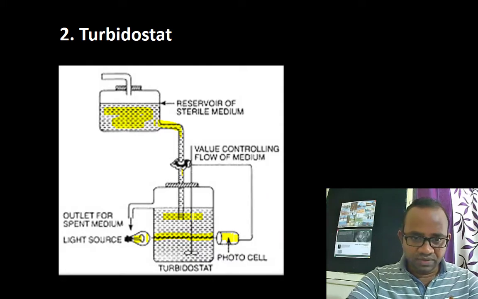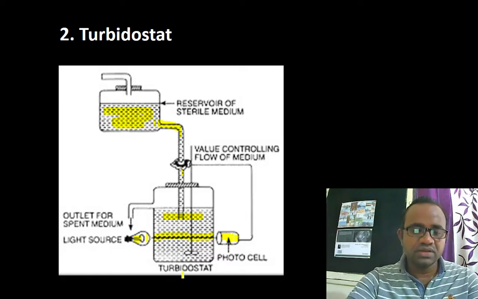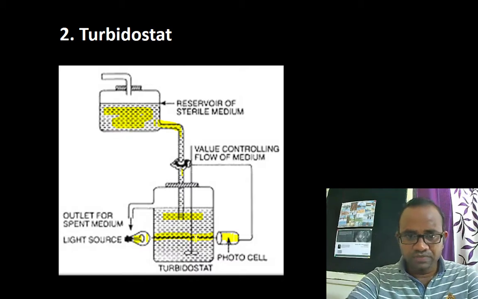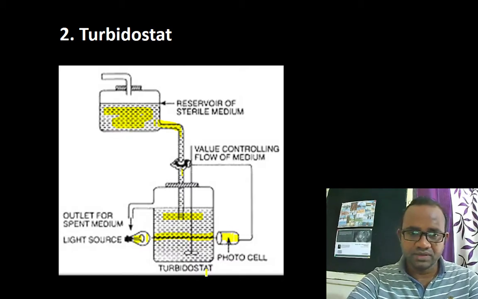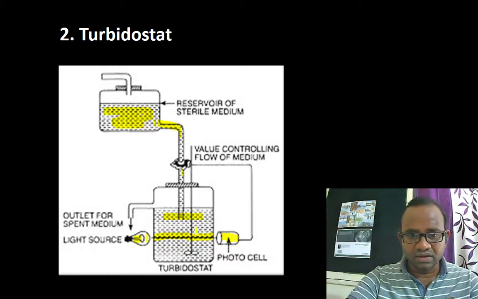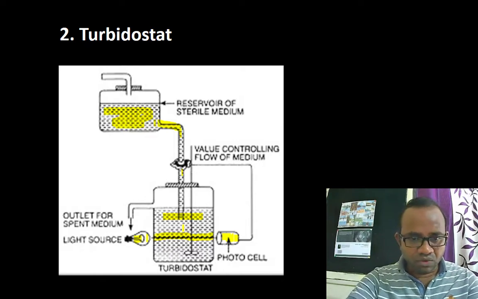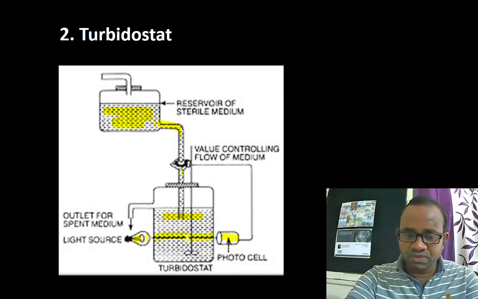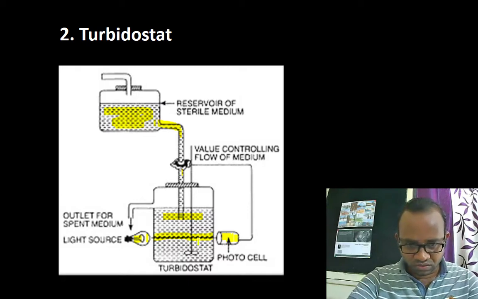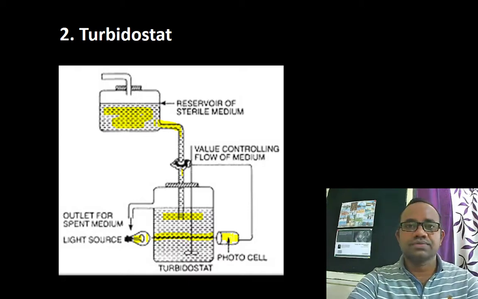If the bacteria are growing too much, that means there are thousands of bacteria there, then the light will pass very little to the photocell because the density is high. So the turbidity of the solution will be more, and the photocell will detect very little light. If the bacteria are growing at an optimum concentration, more light will pass through the medium. The density is medium, so good light will reach the photocell, and the photocell will give you the particular turbidity value.